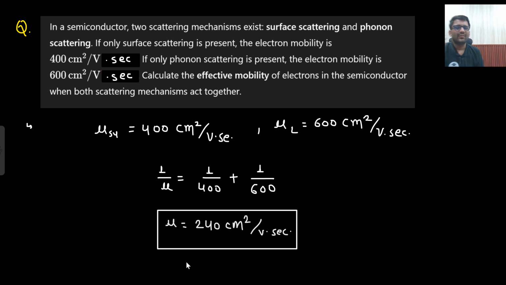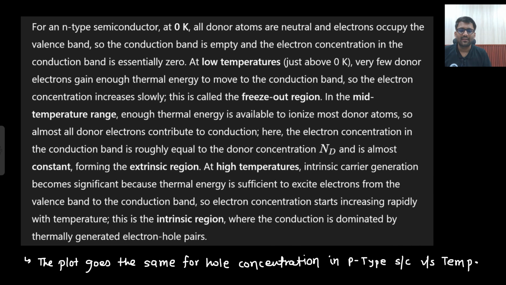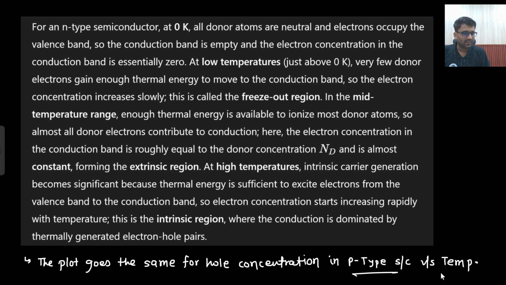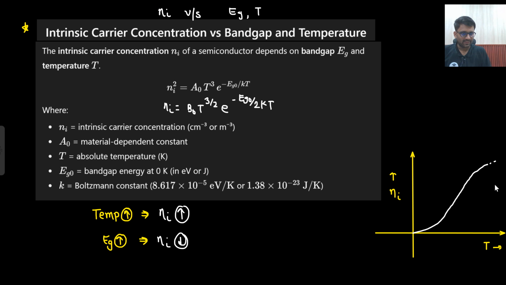All good. It is very rare that these kinds of questions will be asked, but still, in some test series if you see these kinds of problems you will be able to solve them. Just take the reciprocal and add it. Well and good. Okay, so this graph is also clear. Mu versus T graph is clear. N versus T graph is clear. P versus T graph is also clear. Number of holes versus temperature graph is also clear. And intrinsic carrier concentration versus temperature graph is also clear.